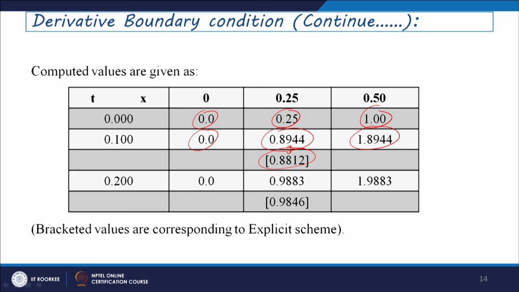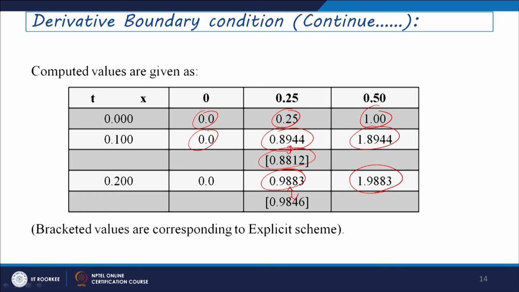And if we put t equals 0.200 here, we obtain the boundary value as 0, since it is given in the problem initially. But along the last boundary, this has taken the value 1.9883 here, and if it is updated with the initial domain value, it produces 0.9883. In the explicit scheme we obtain this value as 0.9846. If you take these differences, we can find that this difference is very minute compared to the earlier one.